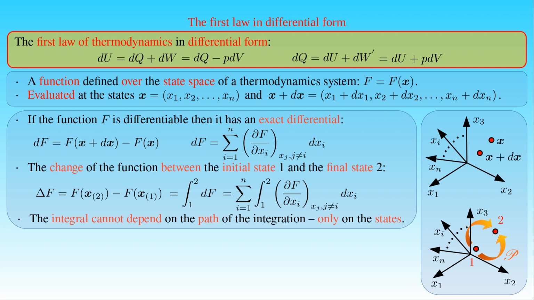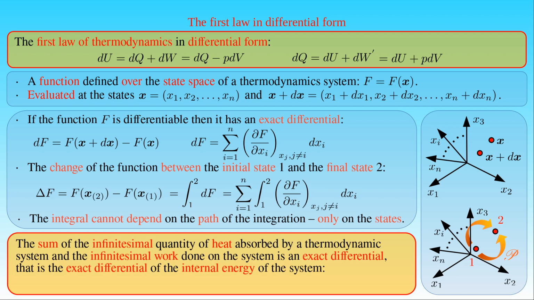Since the function f is an arbitrary state function, these findings also hold for the internal energy of a thermodynamic system. Then the fact that the internal energy U is a state function but the heat Q and work W are not, can be expressed mathematically by stating that the differential dU is an exact differential, while the infinitesimal quantities dQ and dW are inexact differentials. As a result, the first law of thermodynamics can be formulated as follows. The sum of the infinitesimal amount of heat absorbed by a thermodynamic system and the infinitesimal work done on the system is an exact differential, that is the exact differential of the internal energy of the system.